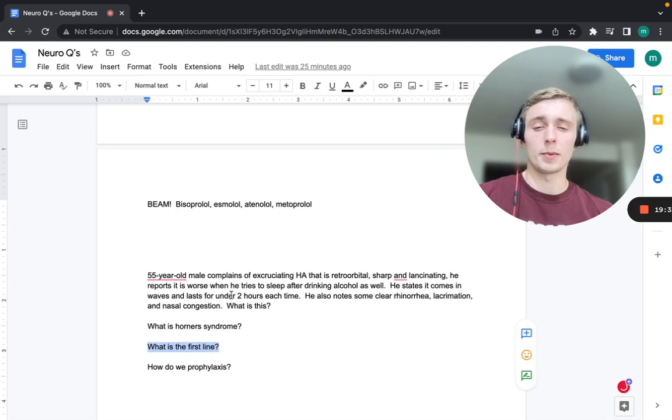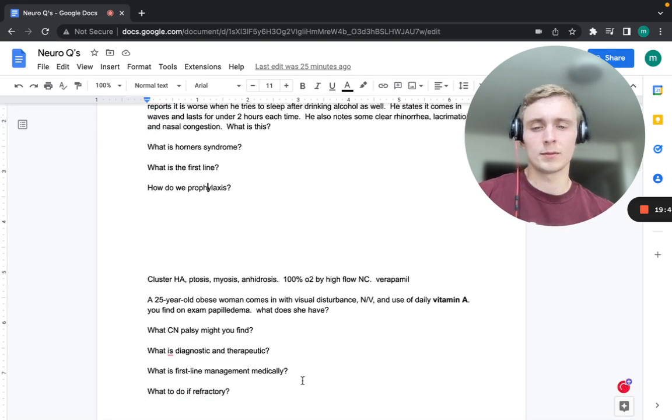What is the first-line treatment for this? And how do we prophylax against this? So what is this condition? What is Horner syndrome? What's the first line? And how do we prophylax?